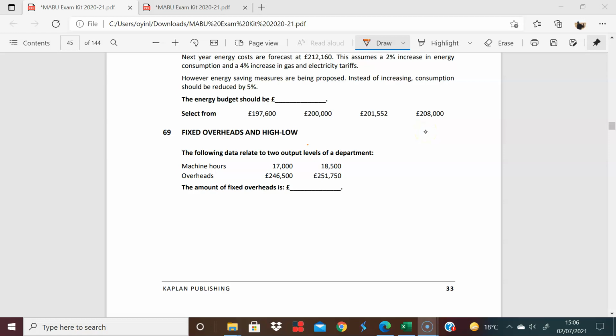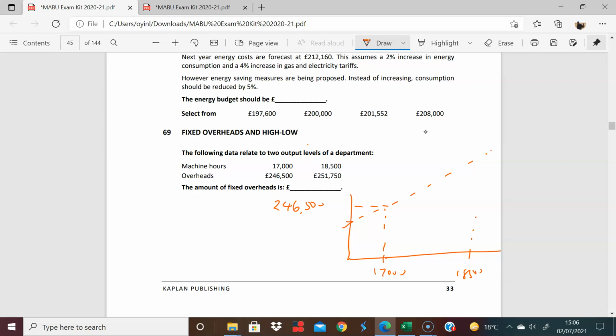Okay, great stuff. So overheads and linear regression, looking at the high-low method. What I'm going to do here is draw the graph so you can see what is going on. So we have our activity happening over here, machine hours, 17,000, and we have 18,500. And then of course we have a fixed cost element. We can see that we have a graph that looks like this. And so we come over here at 17,000, we're dealing with what?